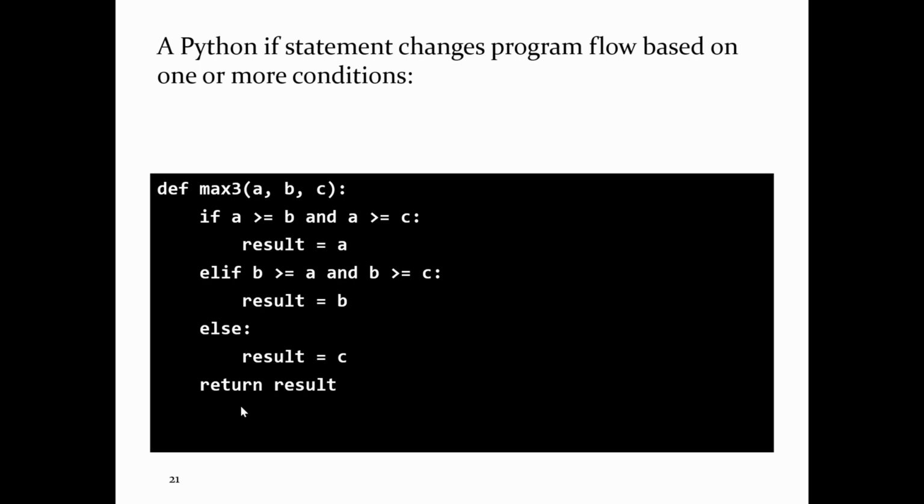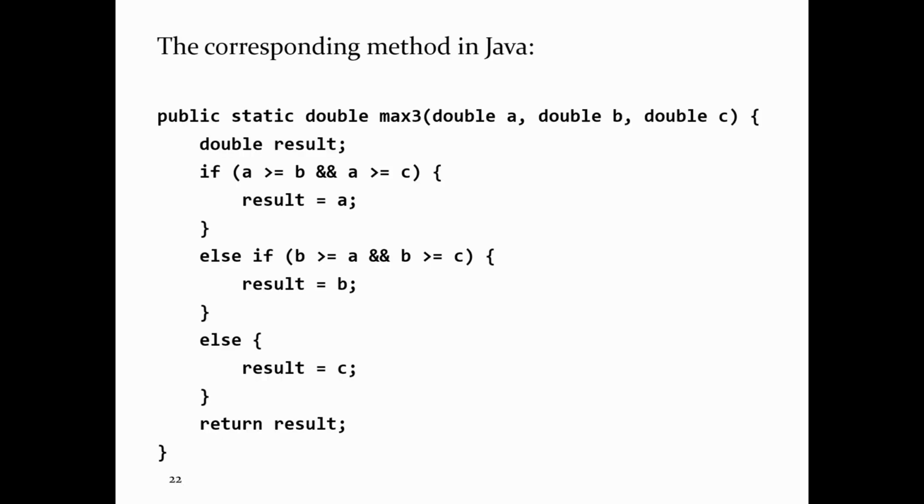The corresponding method in Java looks like that. At the very beginning, I declare a variable called result. I don't give it a value. In Java, I think its starting value gets assigned to 0, although I don't remember for sure. That's not true. No, I have an uninitialized variable called result. And inside the if statement, I will set the value of result eventually.